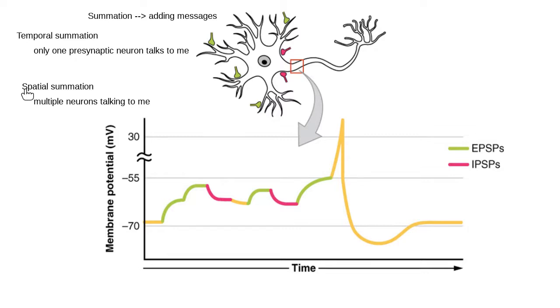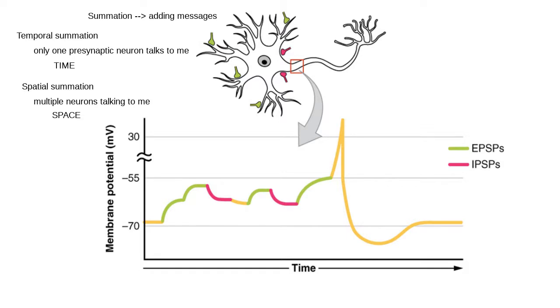So technically spatial summation means space. Different spaces on my neuron are talking to different other neurons, different presynaptic neurons. Temporal summation, it's all about time. One neuron talks to me over a long period of time. For my friend who specifically wanted us to cover summation, help me out with any other questions that you have.